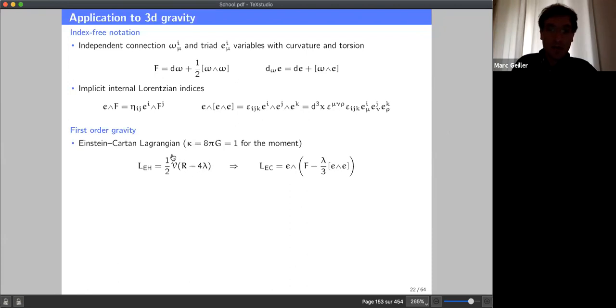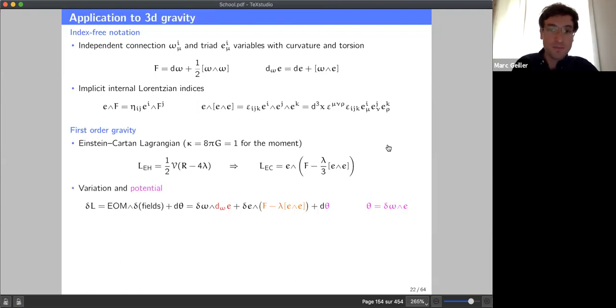And the Einstein-Hilbert Lagrangian, which we studied yesterday, please note that I just shifted the cosmological constant by a factor of 2 for convenience, but this is completely innocent. So R minus 4 lambda. In first order variables, this is just E wedge F, and the cosmological term is E wedge E. So this is the Einstein-Cartan Lagrangian.